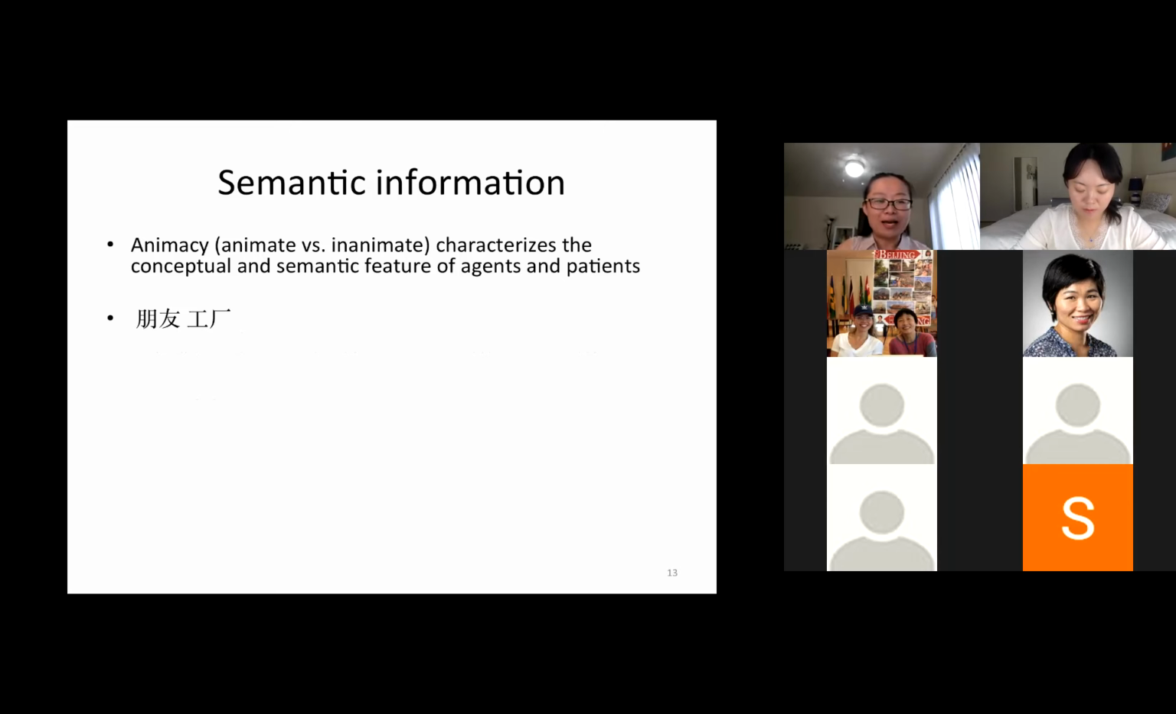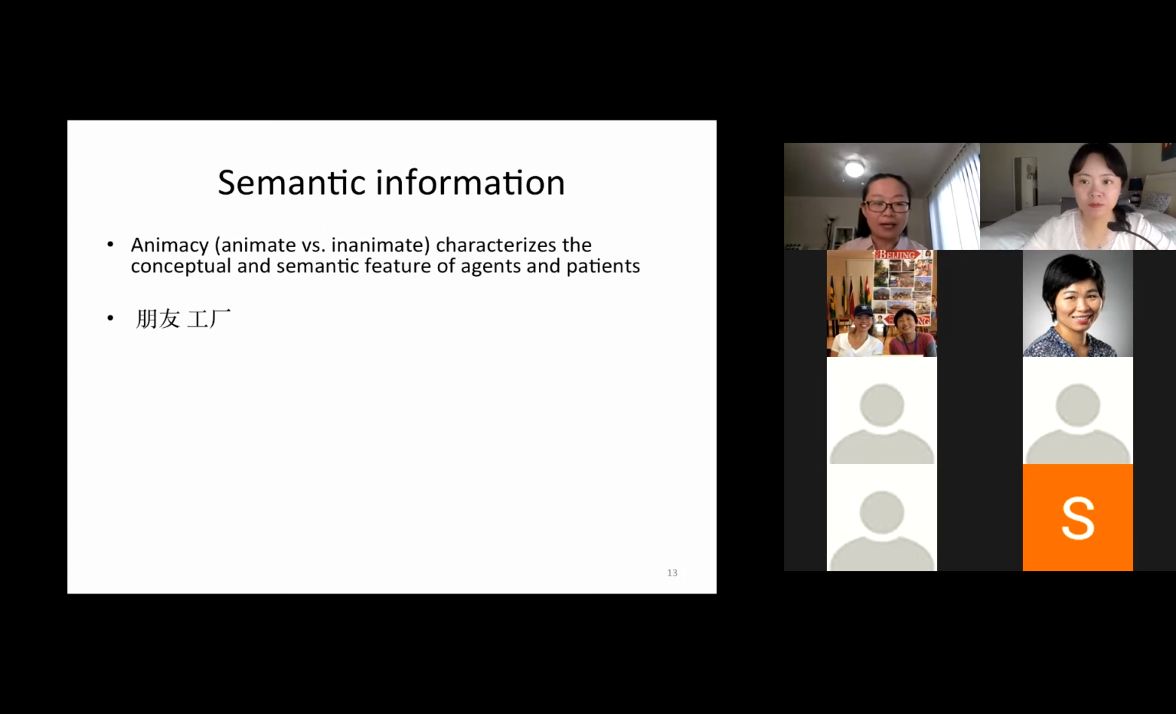We used animacy to measure semantic information. Animacy includes animate versus inanimate. Animate is described as alive or having life, and inanimate is the opposite. So animacy characterizes the conceptual and semantic features of agents or patients.